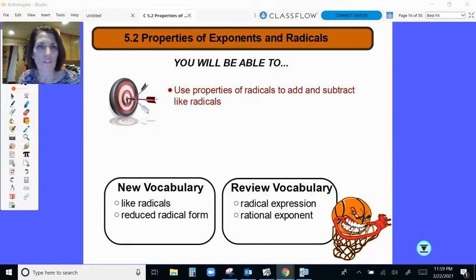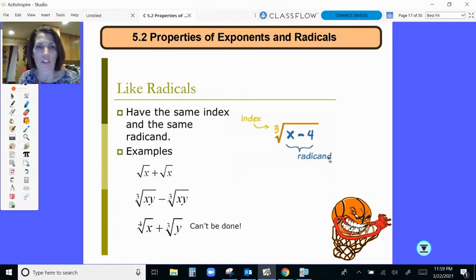We're going to move on to 5.2, day 2. 5.2 is going to be divided into 3 units, so we have 2 units of 5.2 this week. We're going to learn how to add and subtract like radicals this week. So first of all, what are like radicals?